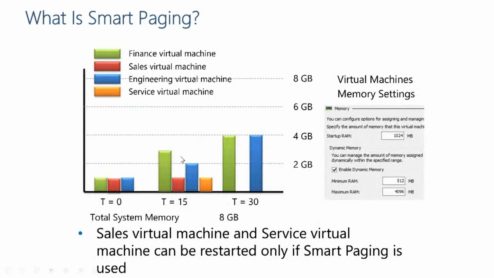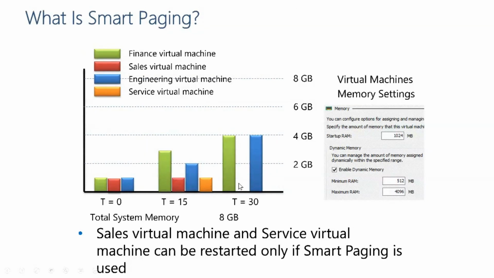And if we look at this, the sales virtual machine and service virtual machine can be restarted only if smart paging is used. These are running, so that's 3, 5, 6, 7, but as soon as they restart these two, it'll increase to 4 each. That's 8. There's no more RAM, is there?